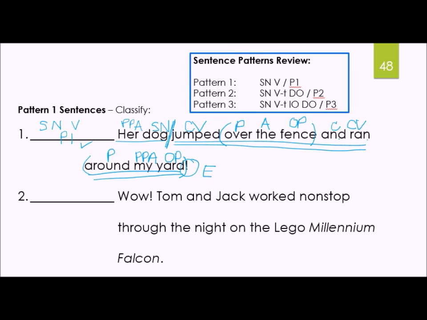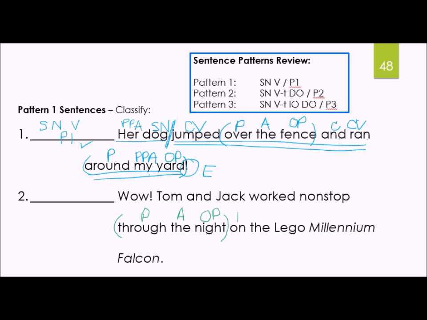All right, let's read the next sentence. Wow, Tom and Jack worked non-stop through the night on the Lego Millennium Falcon. Now, that would probably take all night because that thing is huge if you've ever seen it. So let's first of all look for prepositional phrases. Do you see any prepositions? How about through? Preposition, through what? They worked through what? The night. Object of the preposition, article adjective, the. Put your parentheses around that whole prepositional phrase.